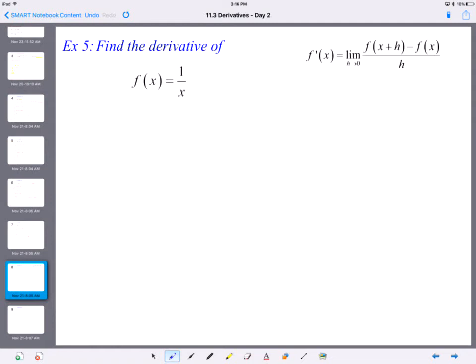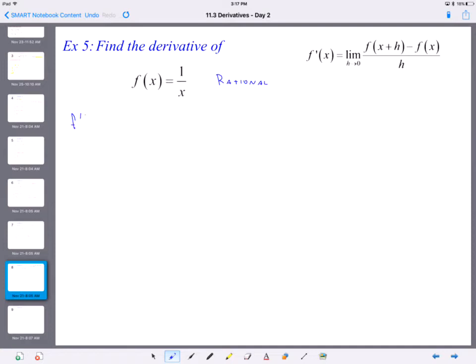Alright, this is example 5 from the Introduction to Derivatives by Definition. This is a rational function. So I'm going to do the last two examples from the notes, one being rational and one being square roots. So let's take a look.